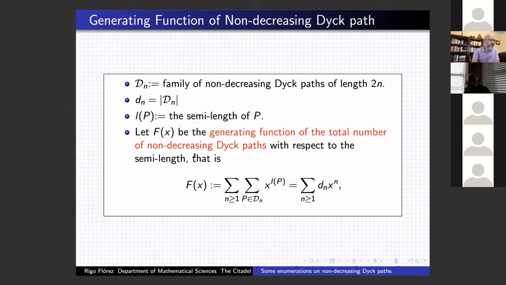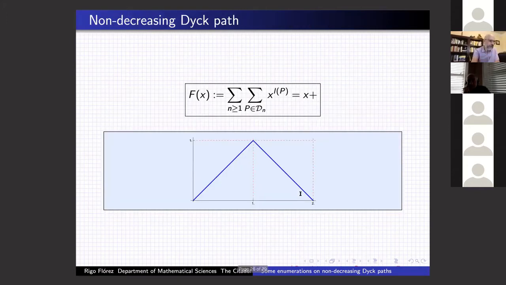So the generating function is, this is depending on the length. And we say, okay, the path here in the end, when we have this simplified, is basically this cardinality. So this is the generating function for the total number of non-decreasing deep paths of length n. And okay, let me go a little bit here.